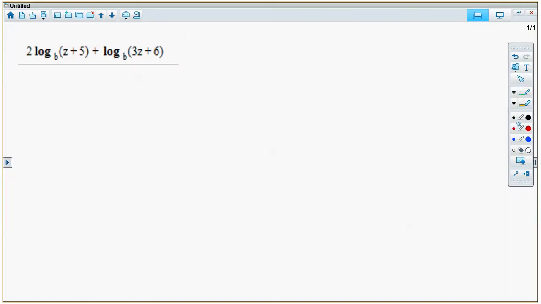All right, there you go. 2 log base B of Z plus 5 plus log base B of 3Z plus 6. Now, before you do this one, you have to do something with that 2. You have to get that 2 out of the way. Good.